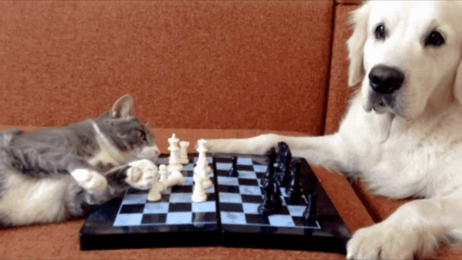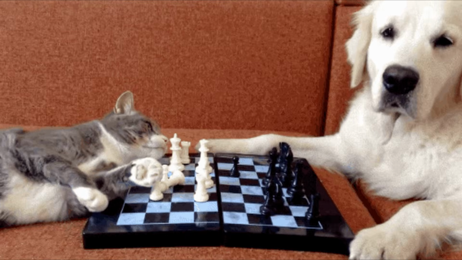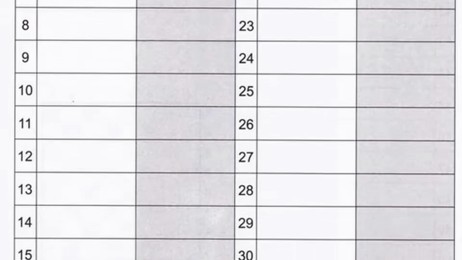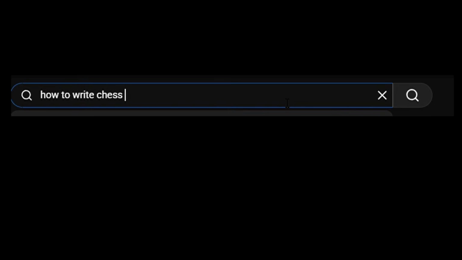And it's quite easy when you're playing online, but analyzing a game from a physical chessboard is a whole different story. You need to write down every single move, yours and your opponent's, which means you have to know the chess notation first.